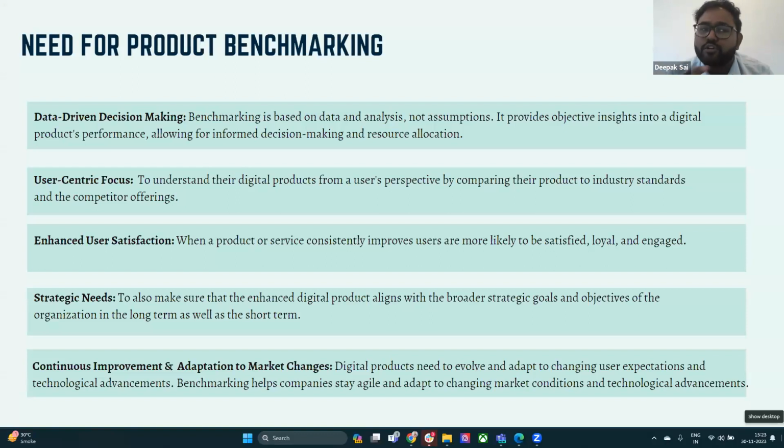Why not explore? Those are the kind of user-centric product or feature launches that we would be able to make. And these features would always be data-driven rather than us randomly launching a particular product or service. This user-centric focus and data-driven decision making will enhance customer satisfaction on the platform.